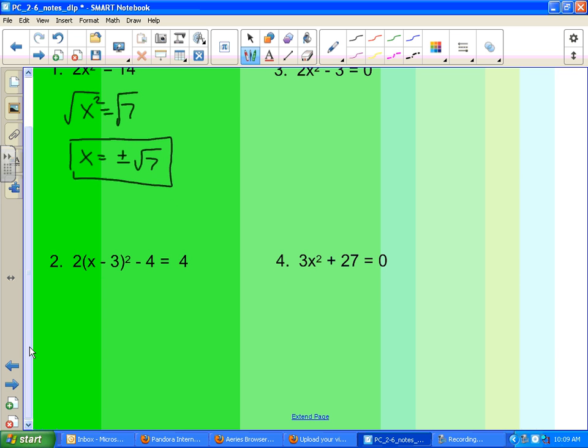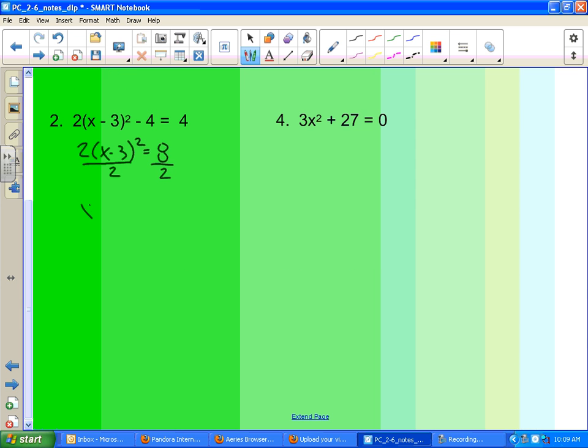Now, what do you think some folks are going to do on this problem? Give me a chance. Yes, James. Subtract 4 from both sides. You mean you're going to subtract the 4 on the right to the other side? No, the 4 on the left. So that means add 4 to the other side? Okay, so we're going to add 4 to the other side. All right, and then what? Then people would divide by 2. That's a good idea. x minus 3 squared is equal to 4.